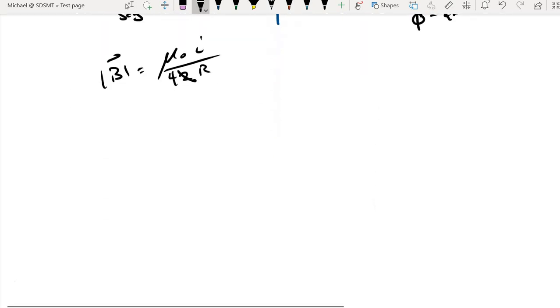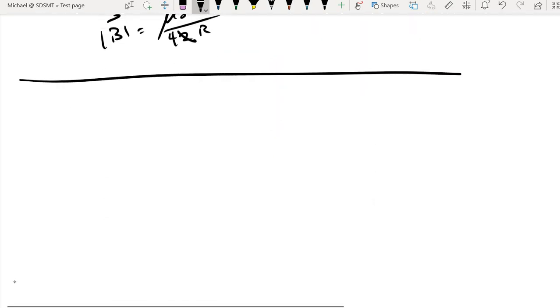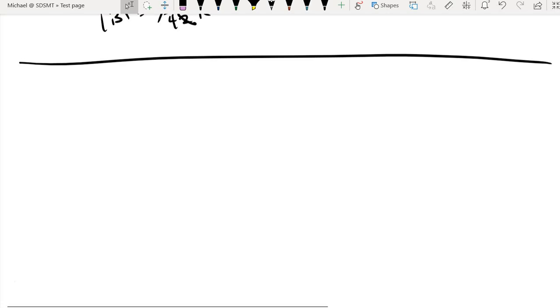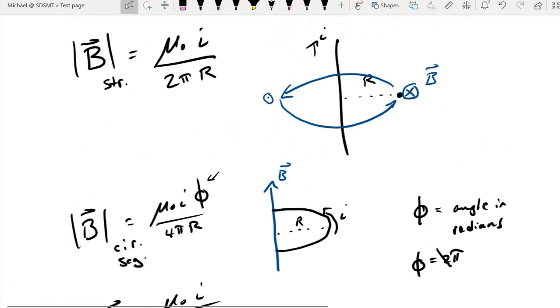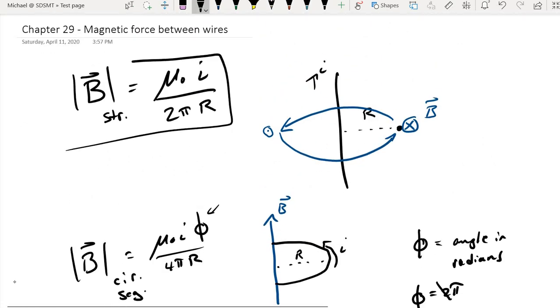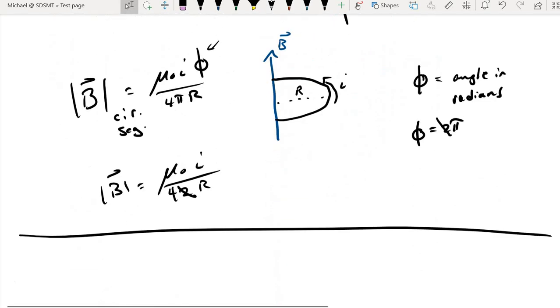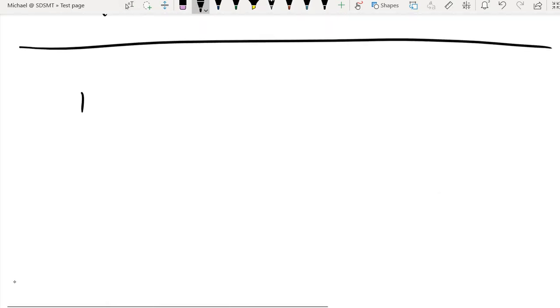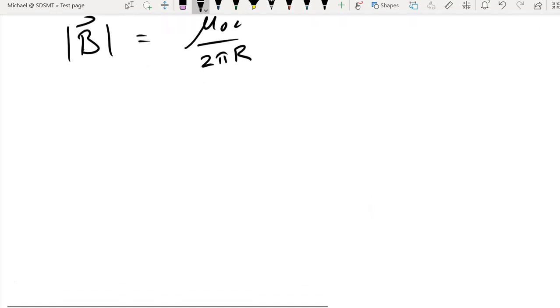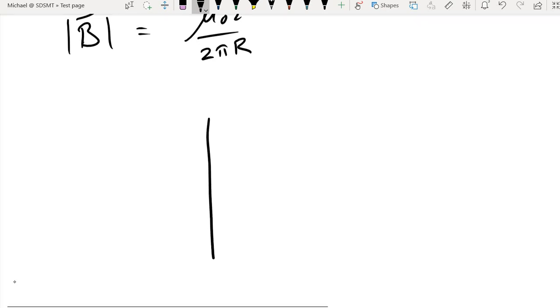So that's the basic review from the last video. And so now what we want to do is take the magnitude of the magnetic field that is produced by a straight segment of wire. So that is our magnitude. And we want to see what happens if we put two wires side by side.